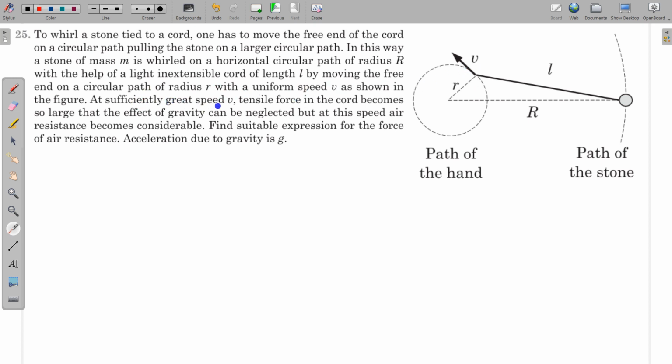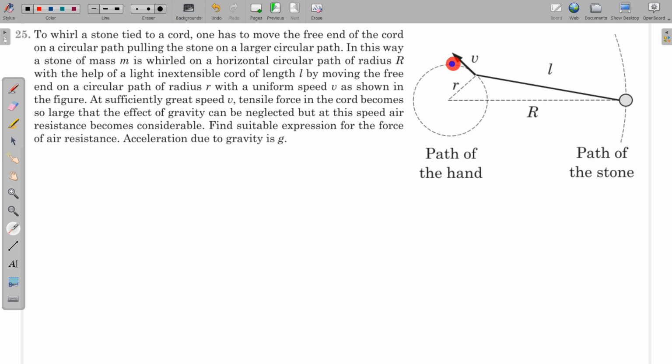At sufficiently great speed v, the tensile force in the cord becomes so large that the effect of gravity can be neglected. So we can neglect the gravitational force, but at this speed air resistance becomes considerable. Find a suitable expression for the force of air resistance. Acceleration due to gravity is g.